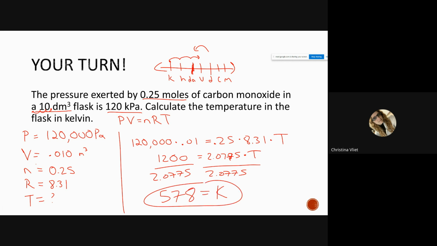578 equals Kelvin. For temperature, you can round to the nearest whole number. 3 significant figures is fine. 578. Is that a feasible answer? Yes. What do I mean by feasible? Does that exist? It's not 0 or negative, so a gas could have that temperature.